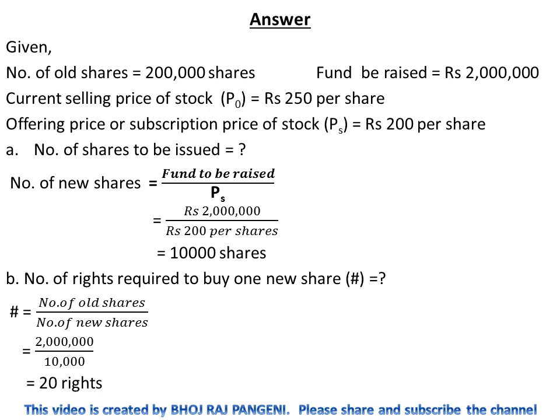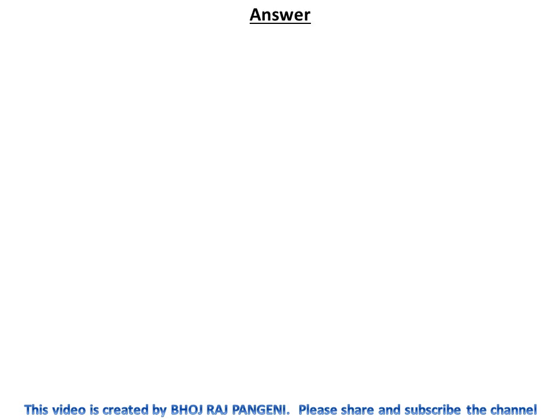It means that if any existing shareholder has 20 rights, or 20 old shares, then this shareholder can get one new share as a right share. 20:1 is our swap ratio.